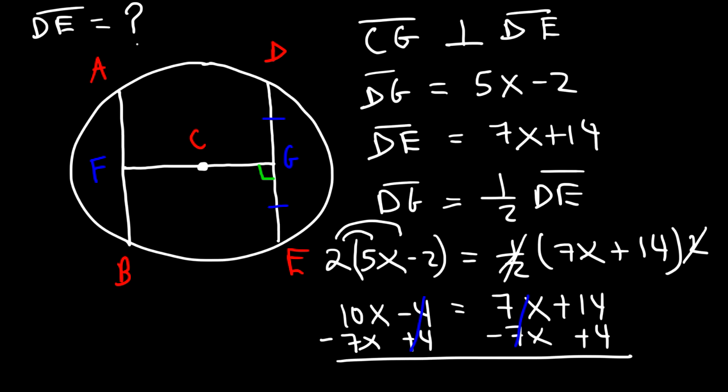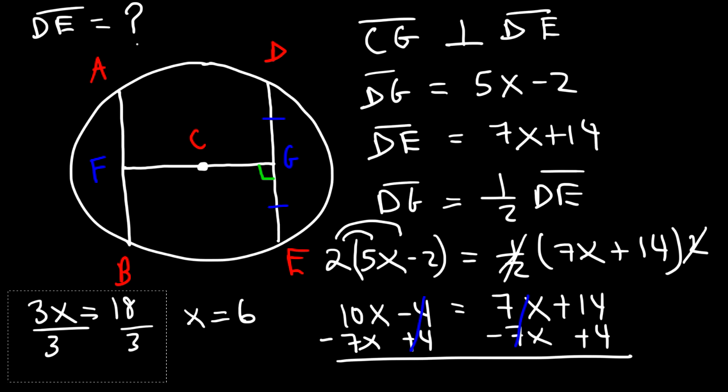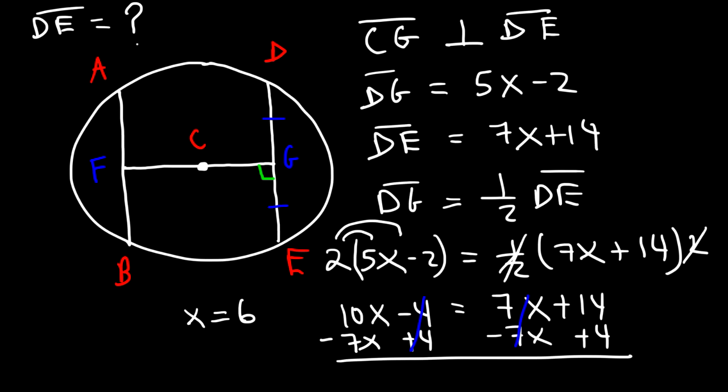So 10x minus 7x is 3x, and 14 plus 4 is 18. So now let's divide both sides by 3. 18 divided by 3 is 6, so x is equal to 6.